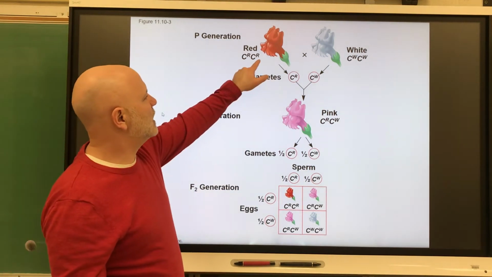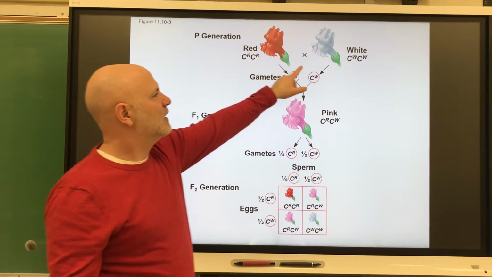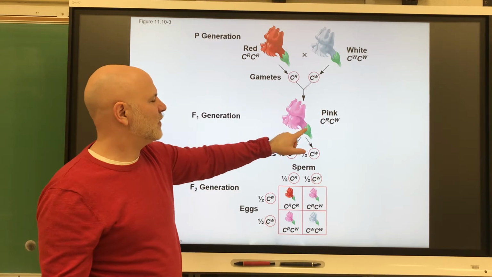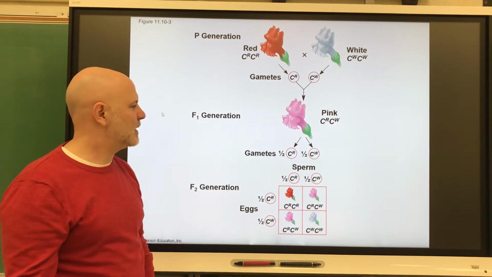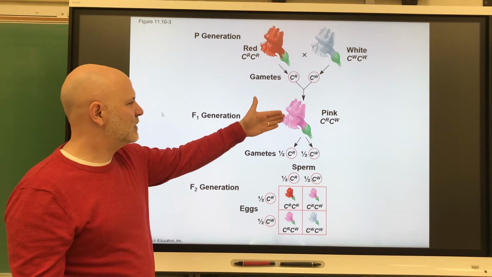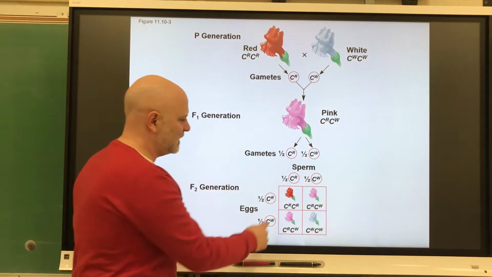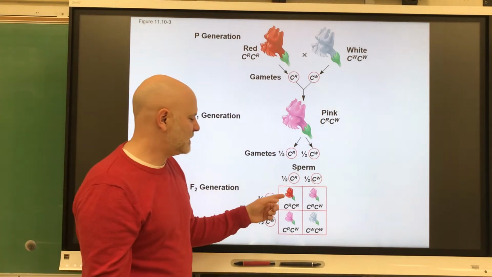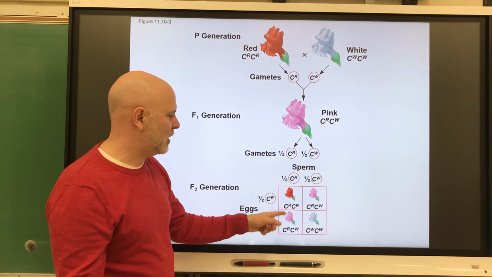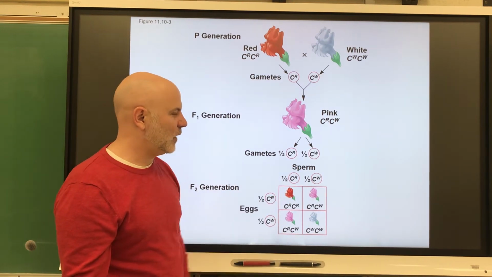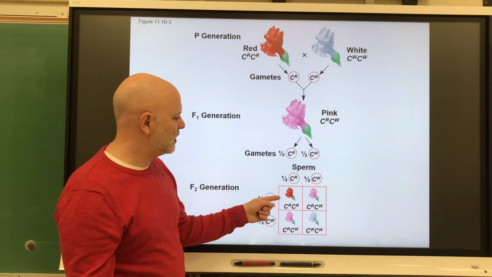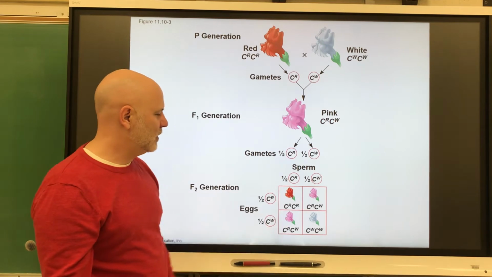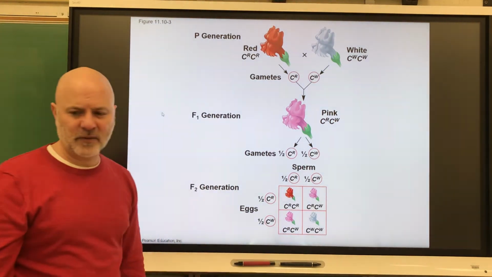So two genes for pigmentation, a nice dark red. Two genes for no pigmentation, white. One gene for pigmentation, one gene for no pigmentation, you get this pink coloration there. If you cross individuals who are heterozygous with each other, you'll see this 1 to 2 to 1 ratio play out. What you see here is that the phenotypic ratio, 1 red to 2 pink to 1 white, is the same as the genotypic ratio, which is 1 C^R C^R to 2 C^R C^W to 1 C^W C^W.